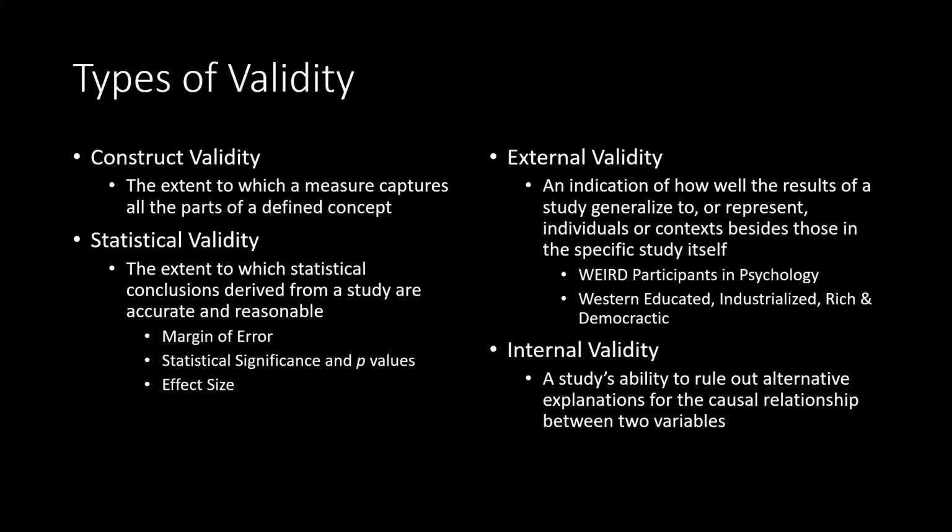So to start with, we have construct validity, and this refers to the extent with which a measure captures all parts of a defined concept. So what we mean by this is if you were to take a personality trait questionnaire that measured how extroverted you were and how agreeable you were and how conscientious you were and how neurotic you were, so on and so forth, a metric or measure of construct validity in this case would be how accurately that questionnaire set that you just filled out actually reflects your personality traits. How well does it capture them?